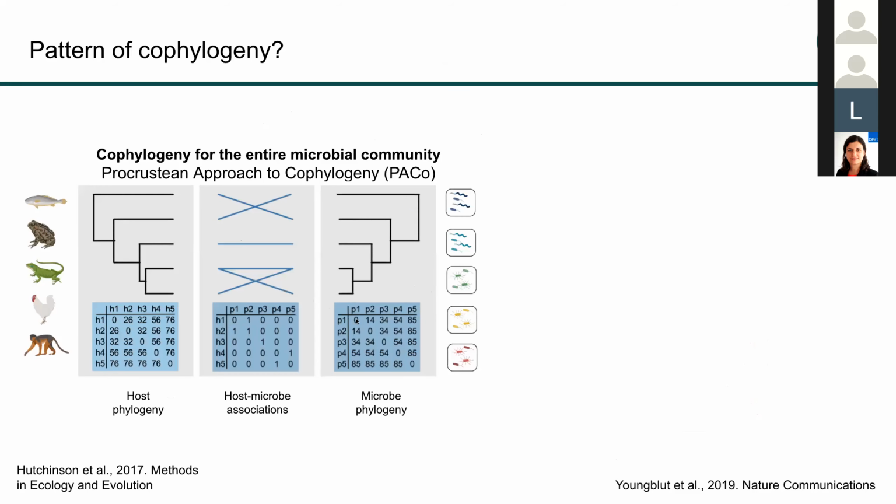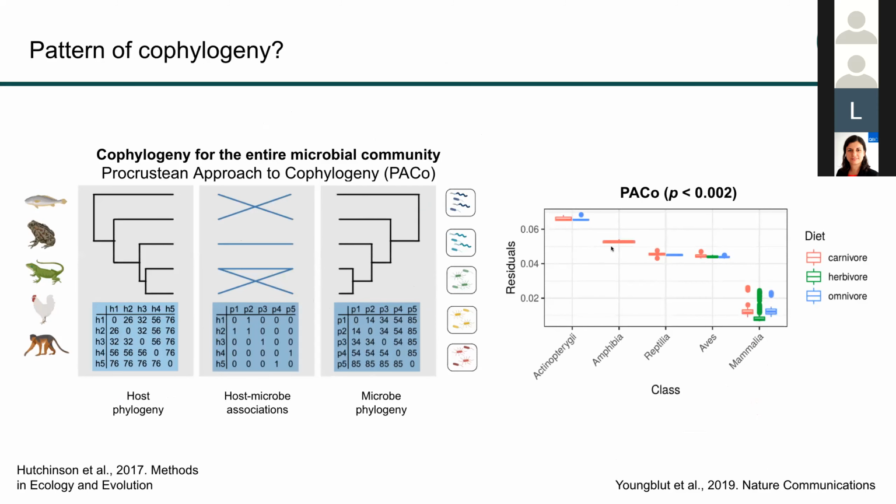So I used this approach for our data set, this PACO method, and the global fit was significant. And as I said, you can look at local fits, and the strength of fit is based on Procrustean residuals. Larger residuals mean a worse fit. The residuals were parsed by host clade: ray finfish, amphibians, reptiles, birds, and mammals, and then the diet here in the colors.